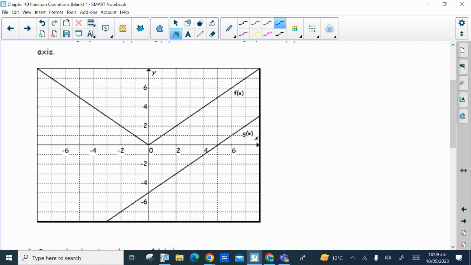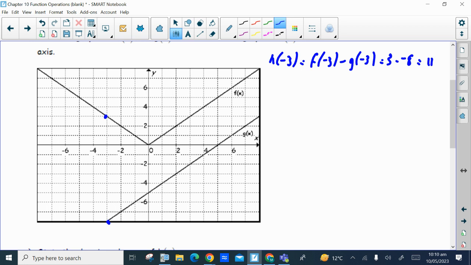So the first one we could probably do is -3. So we're going to go f at -3 minus g at -3. And so using the points on the graph, f at -3 is 3, minus g at -3 is -8. Minus minus becomes plus positive, so that will be 11, which we don't have room for on our graph.